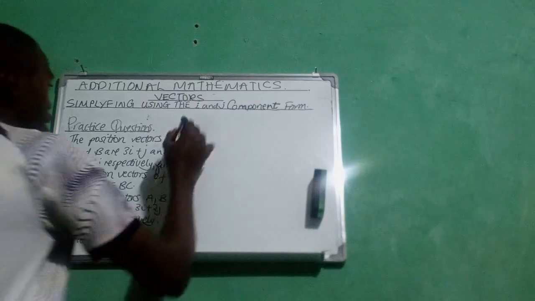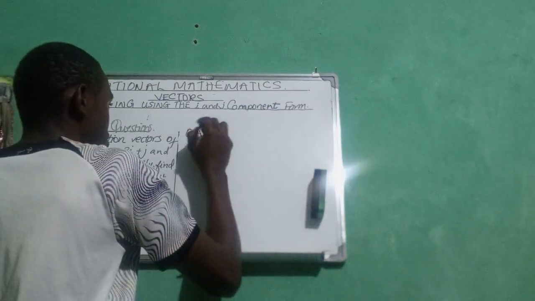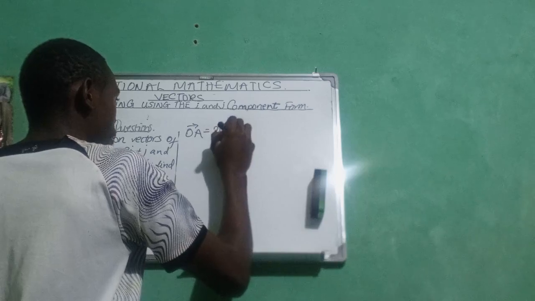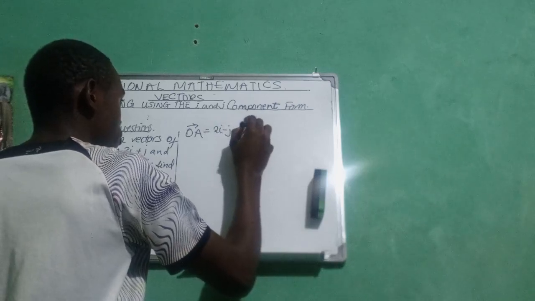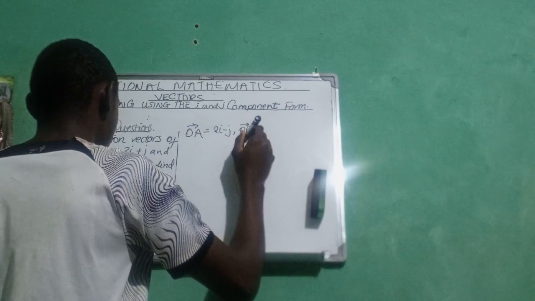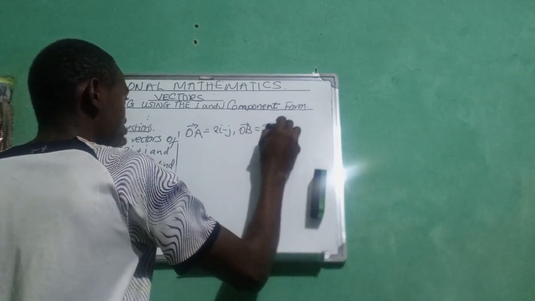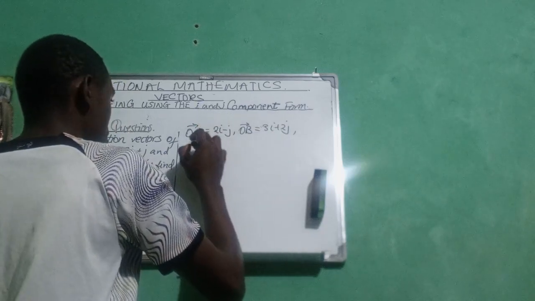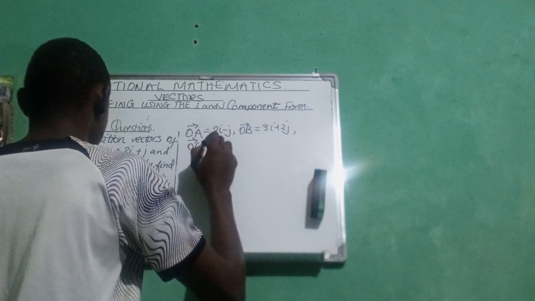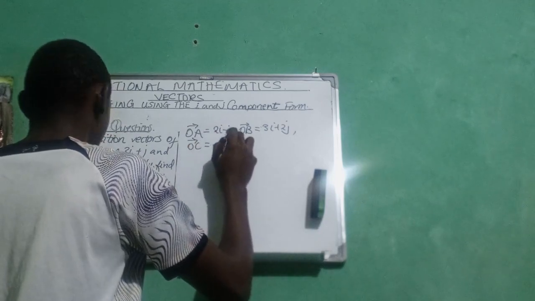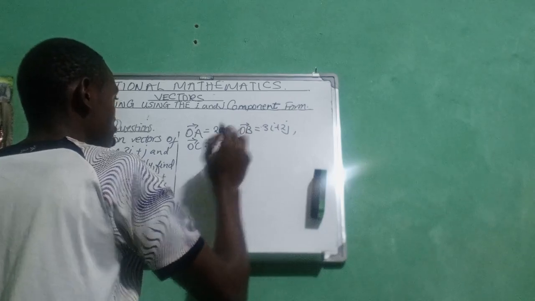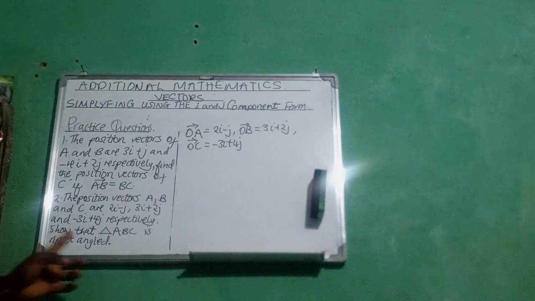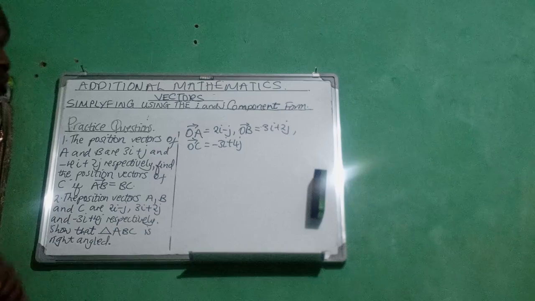First of all, we start by writing the position vectors, which is OA equal to 2i minus j, OB is equal to 3i plus 2j, and then we have the third one, OC is equal to minus 3i plus 4j, like that. So they want us to show that ABC is a right angled triangle.